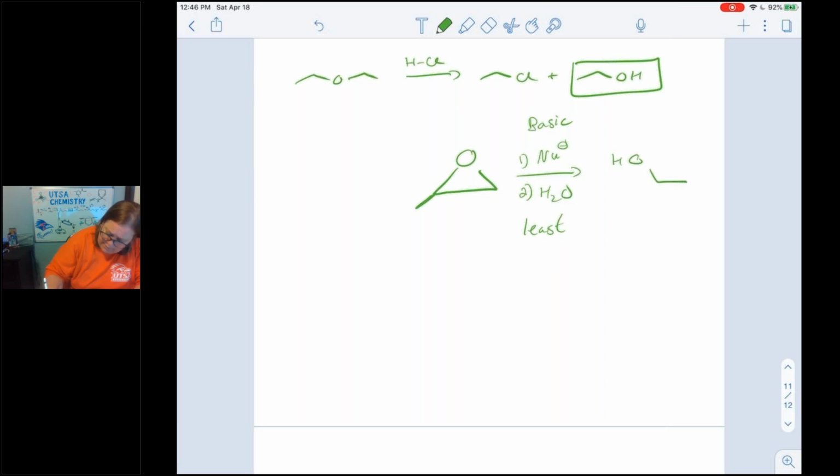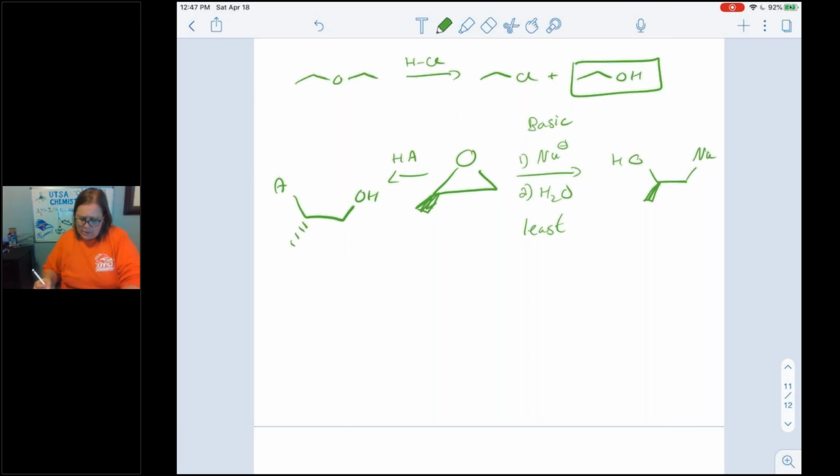I'm going to add, I'm sorry, let me give myself some stereochemistry here. I'm going to add to the least substituted carbon. Obviously, I'm going to maintain my stereochemistry. Why? I didn't do any chemistry to that carbon. Then I'm going to use HA over here. So obviously, this is under acidic conditions. I'm going to add my A here, OH here, and then I'm going to have inversion of the chiral center.